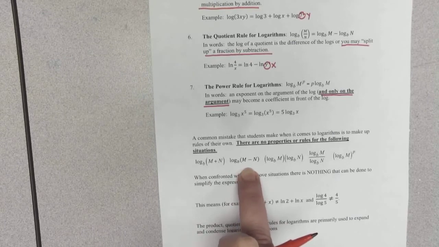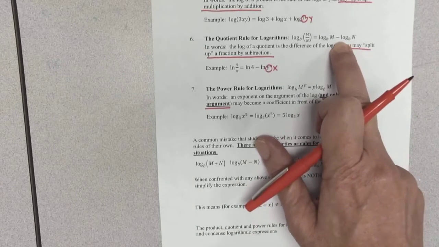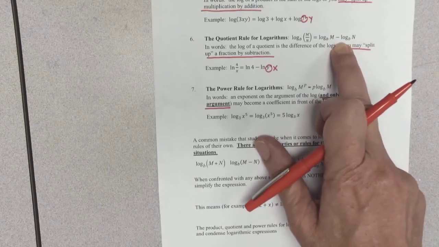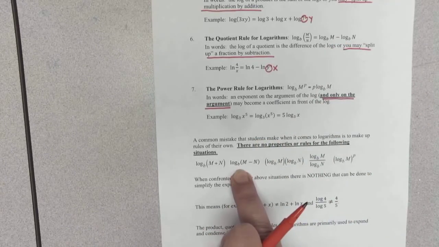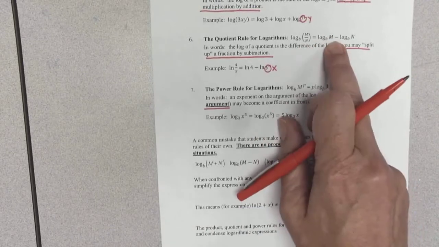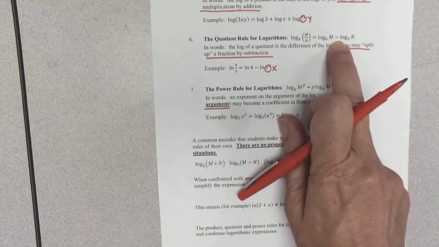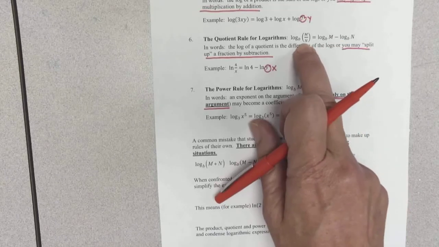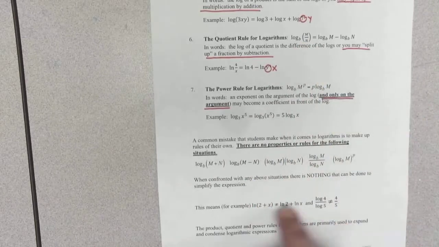Similarly, we do not have a rule for subtraction within a logarithm. If we go back up here, the rule that we have that talks a little bit about subtraction is subtraction between two logarithms, not within a logarithm. And if we use this rule backwards, subtraction between two logarithms can be put back together by division, or by making a fraction of the arguments.